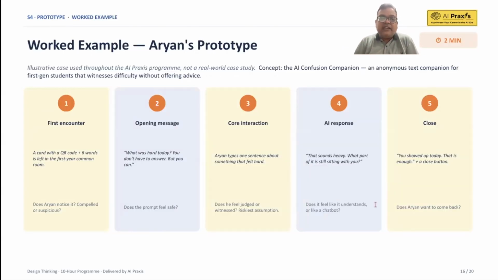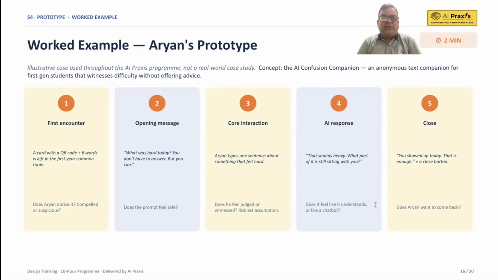Now, let's see what a finished prototype actually looks like. Here is one example, and this follows a very simple scenario. There's this boy, Aryan, a first year student who often leaves lectures feeling confused but hesitates to ask for help. Notice that the team hasn't built the entire app.